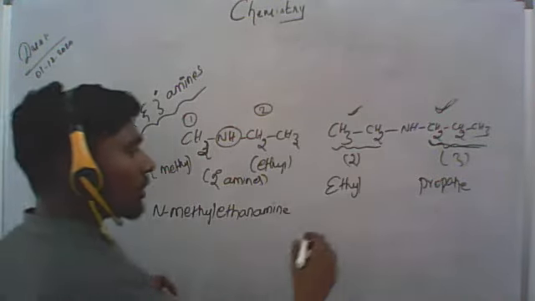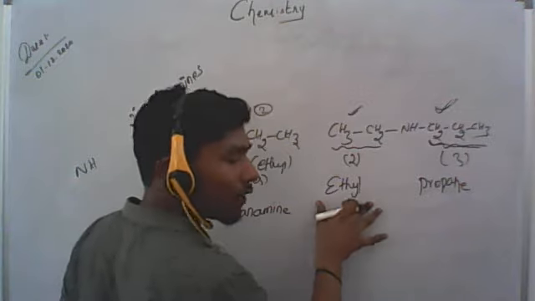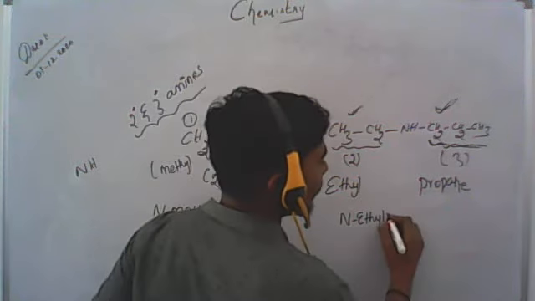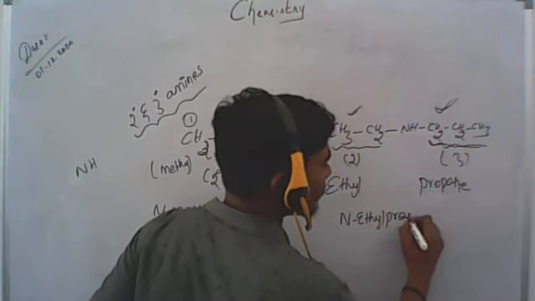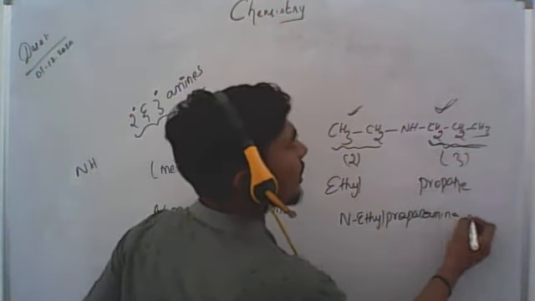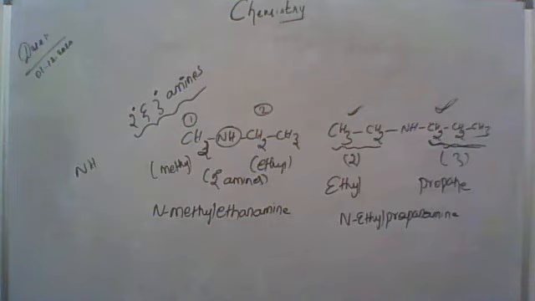When writing the name, first write N, then the alkyl group, ethyl: N-ethyl, then propan, amine, where the functional group is amine. N-ethylpropanamine. This is the IUPAC name for these compounds. Everything we have discussed up to now are aliphatic amines. Next we are going to discuss aromatic amines.